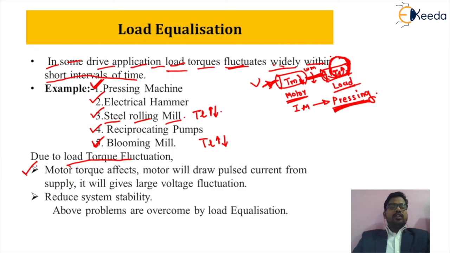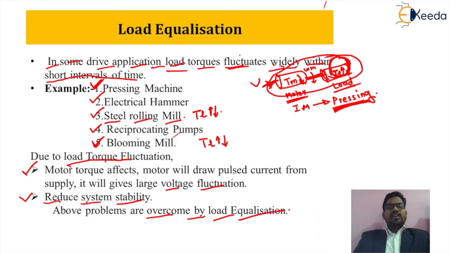This is the first thing that we want to reduce. The second thing is that the stability of the electrical drive, that is, the stability of the motor load combination, will be affected. So the stability of the motor drive system is reduced. That is the second thing that happens when the load torque fluctuates. This problem of voltage fluctuation and reduced stability will be overcome by using a load equalization technique.